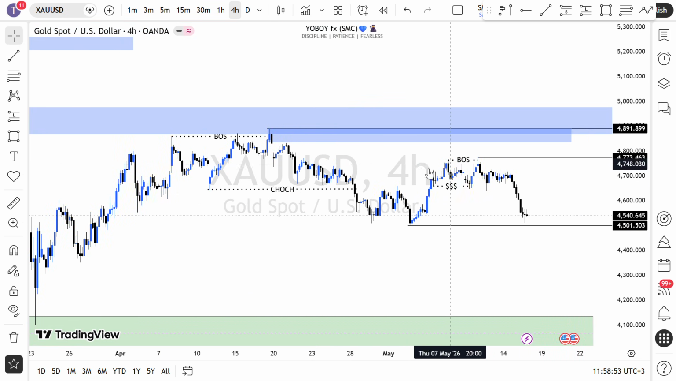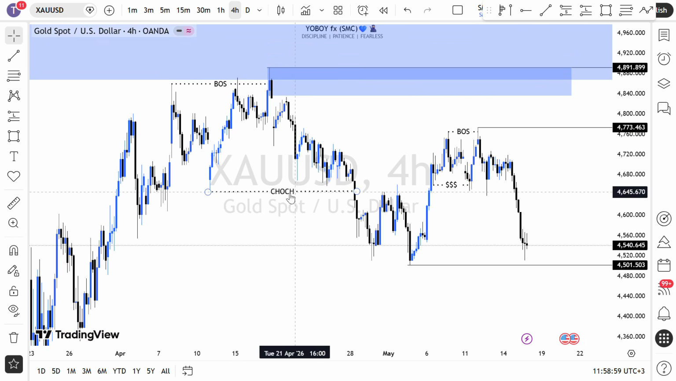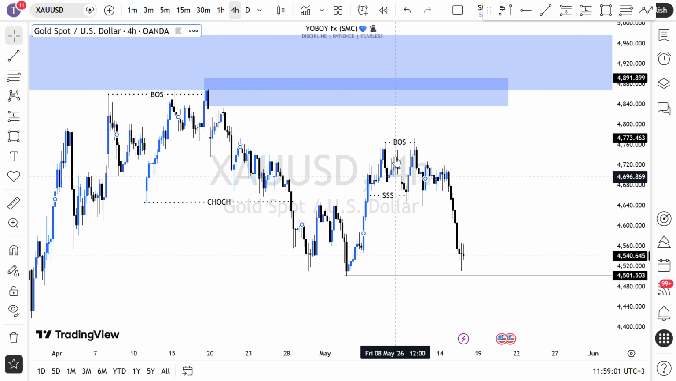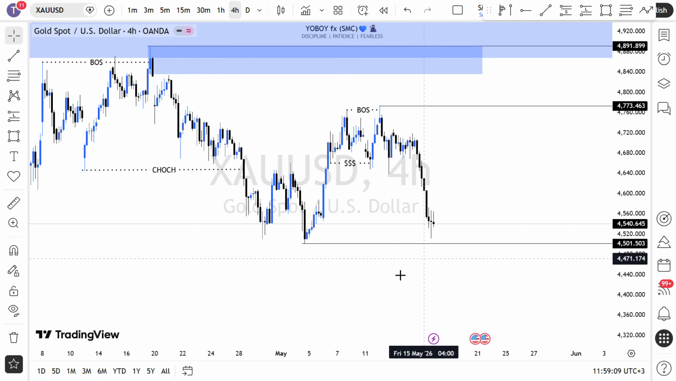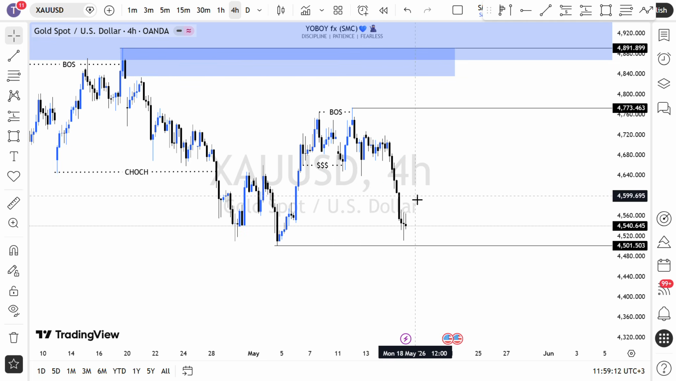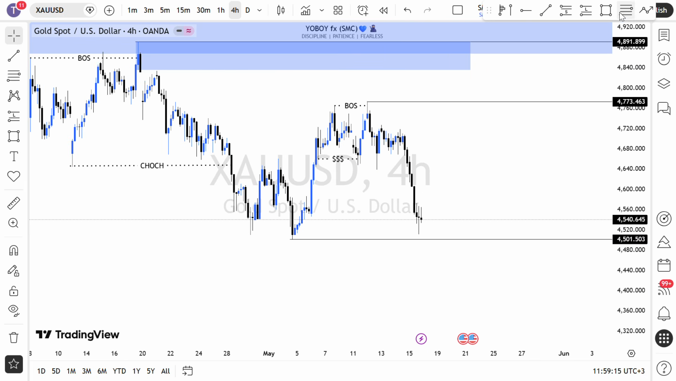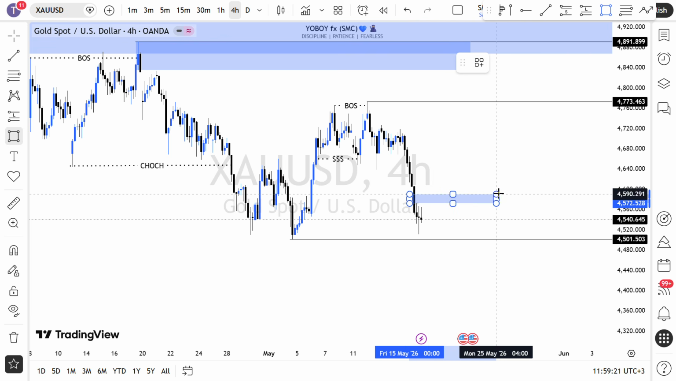We also had this change of character here, but price never came into the 50% level. I think that is what price is trying to look out for in this area here. Because of this change of character, we had this pullback, and right now we are looking to sell and clear this external liquidity. As of now, price is around this area, and I'll be expecting a pullback before the price clears this low. But we will see what happens when the market opens.